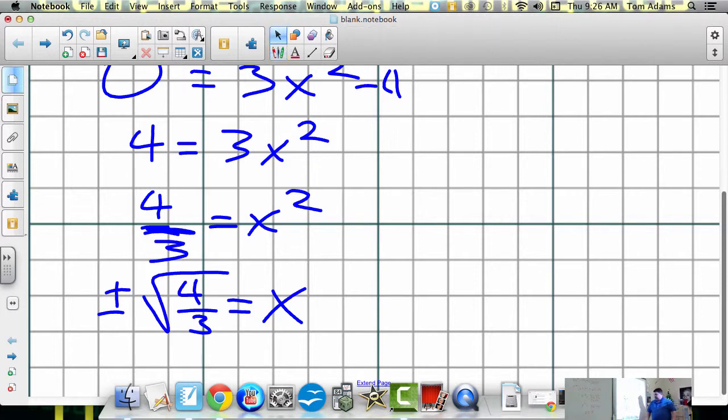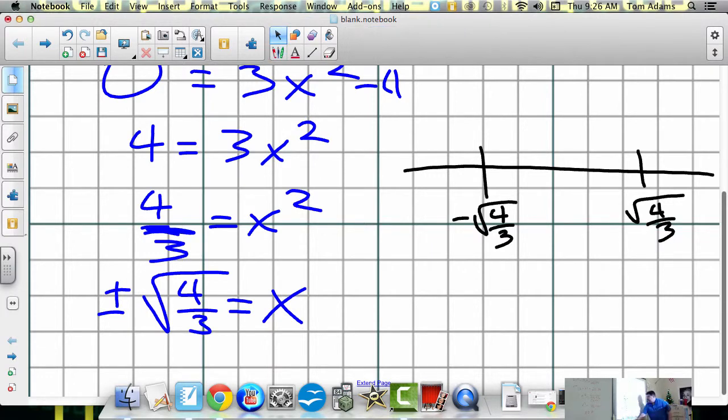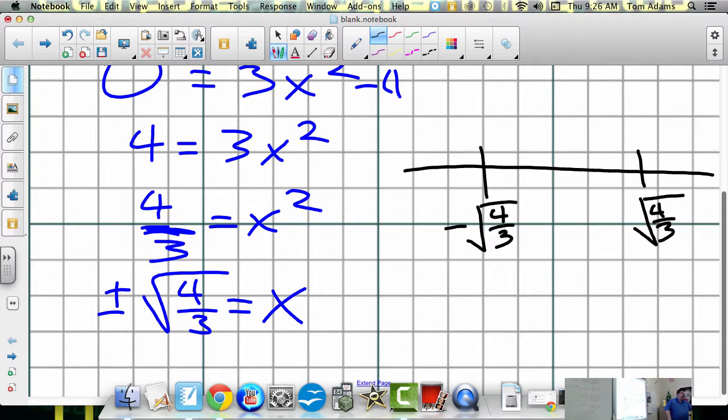So now, here's what I'm going to do. I have 2 zeros. I have one at negative root 4 over 3, and one at positive root 4 over 3. Now, what number is right in the middle of those?